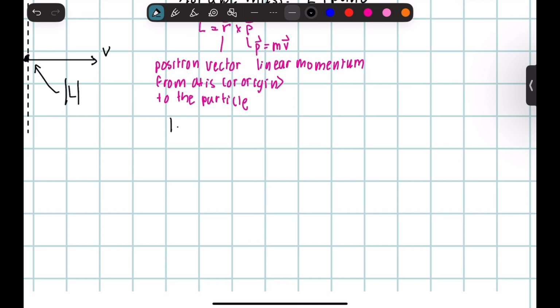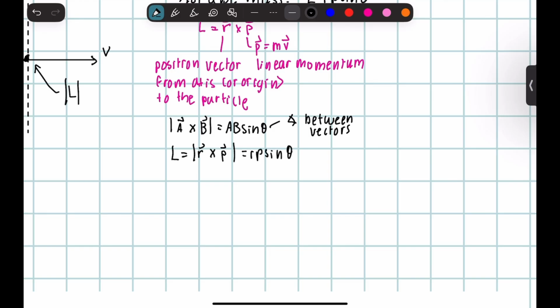So we know the cross product A cross B is AB sine theta, where theta is the angle between the vectors. So applying this to angular momentum, we have L is equal to R cross P. That's equal to RP sine theta. So that's the formula we're using.